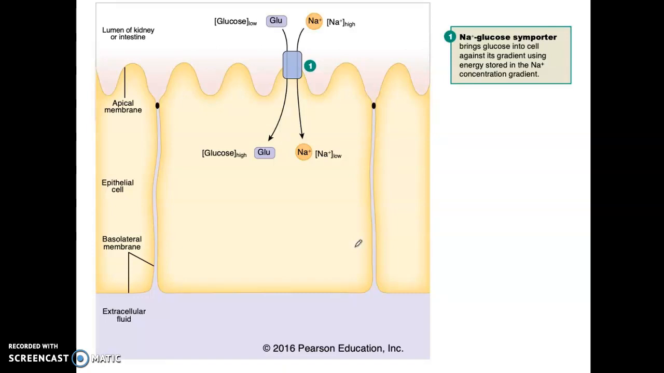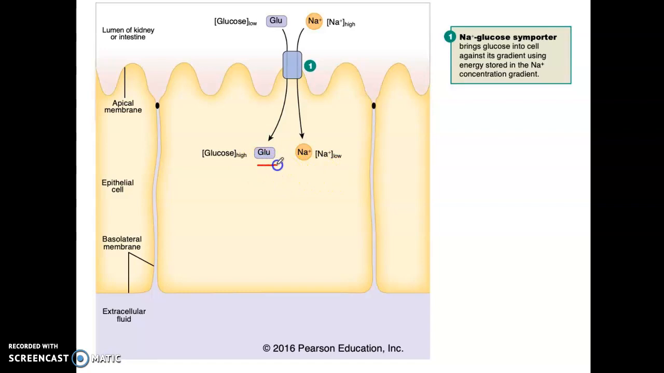So back to our transporter. If this is where your burger is, it's coming down the lumen, and this cell is lining your intestine, we're going to bring in the sodium. We're going to bring in the glucose. It's a co-transporter, symport, going in the same direction, and that's excellent. We have it inside the cell.